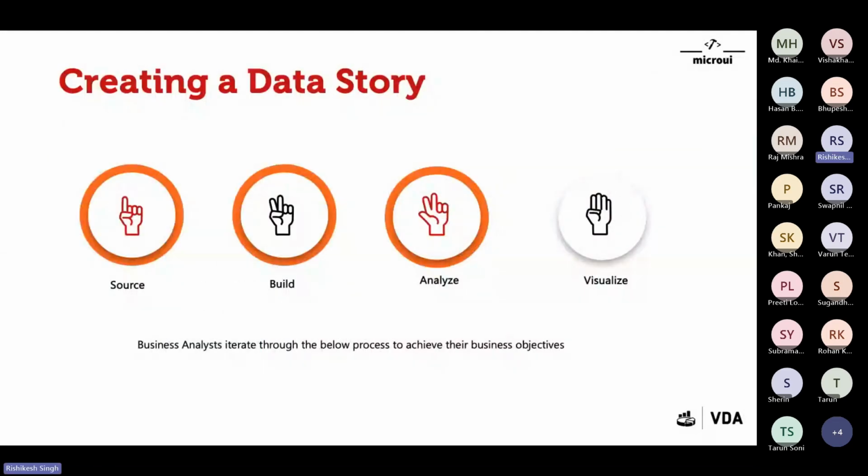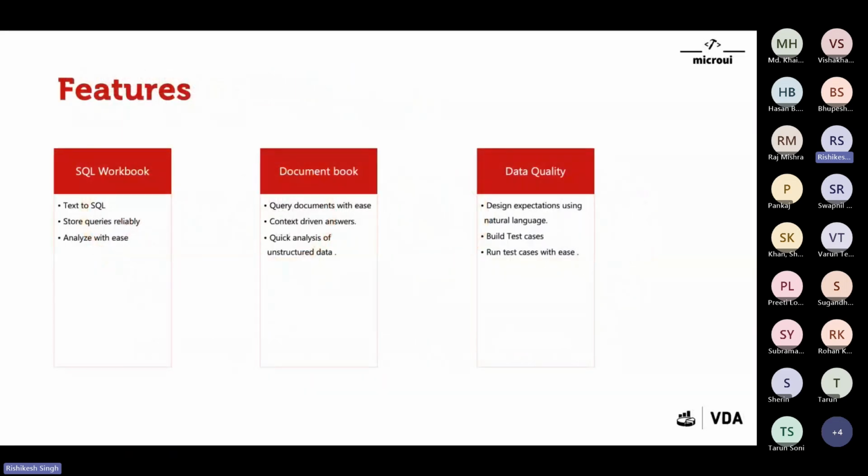Now, the third step of creating a data story is analyzing the data. When we talk about analysis, the business analyst does various kinds of analysis. The first step of analysis could be doing a search, going through the data, having a preview of the data, etc. Then the second set of analysis could be where he wants to have a work field where he wants to work on various kinds of activities.